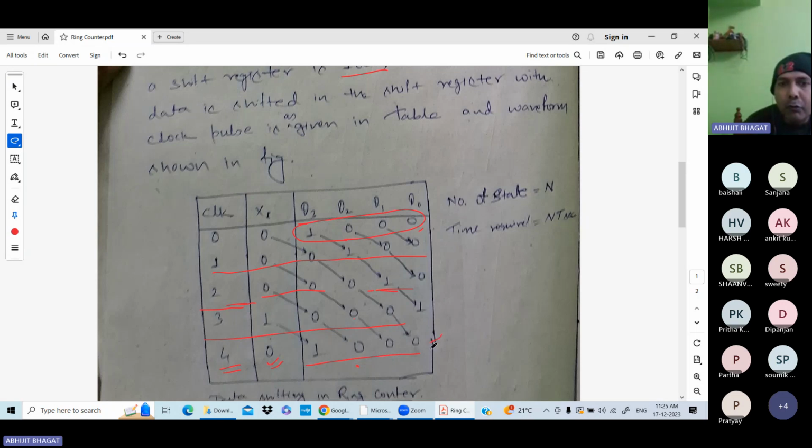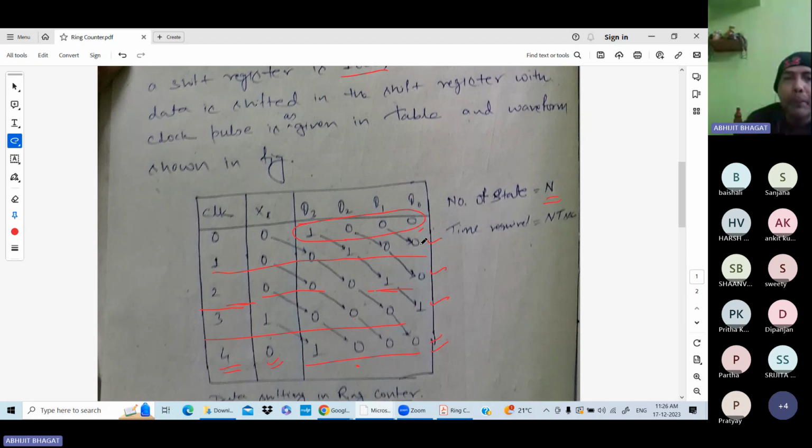Matlab, after these four clock pulses, if you provide the fifth clock pulse, again you are getting this one, after that this one, after that this. Means after 0, 1, 2, 3, 4, it is repeated. So here the number of states after which the data will be repeated is 4.